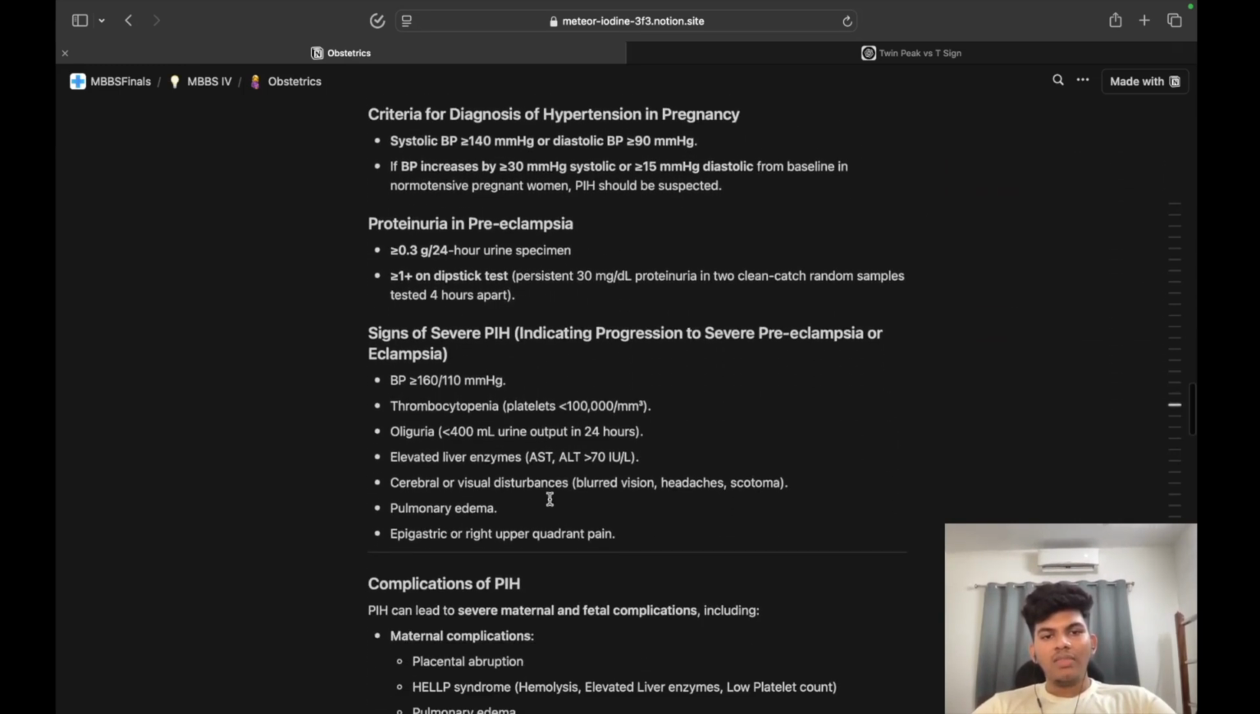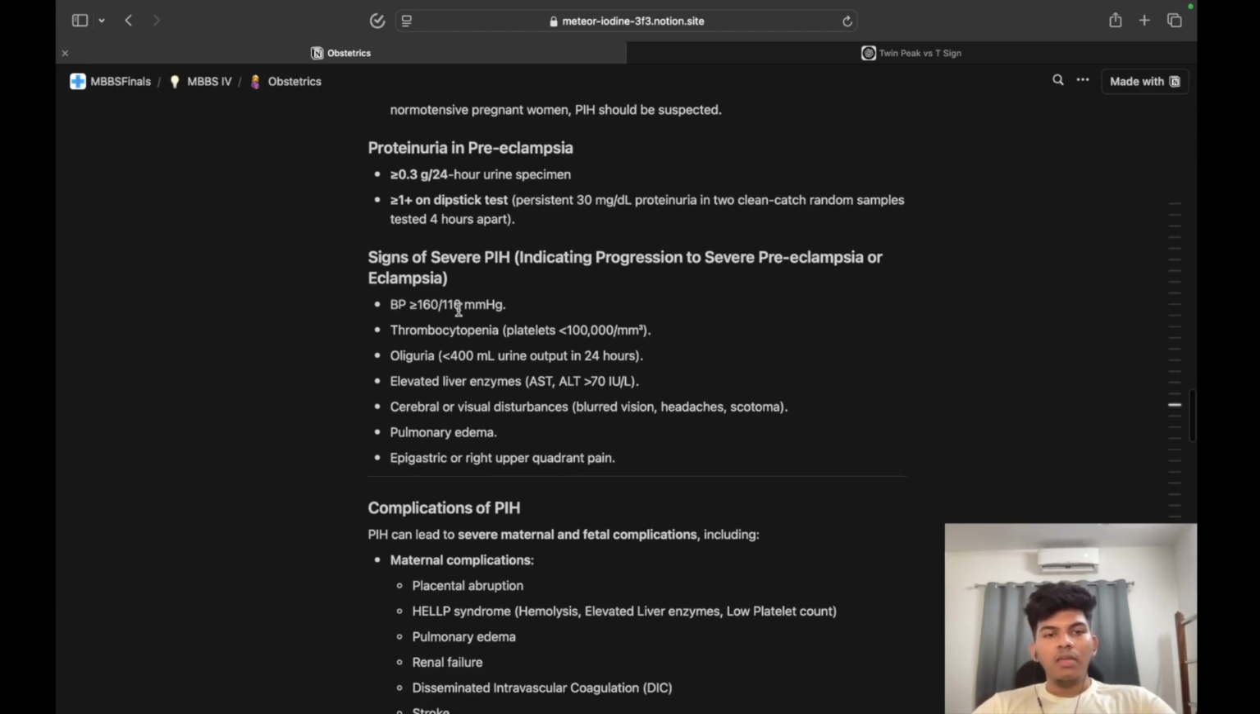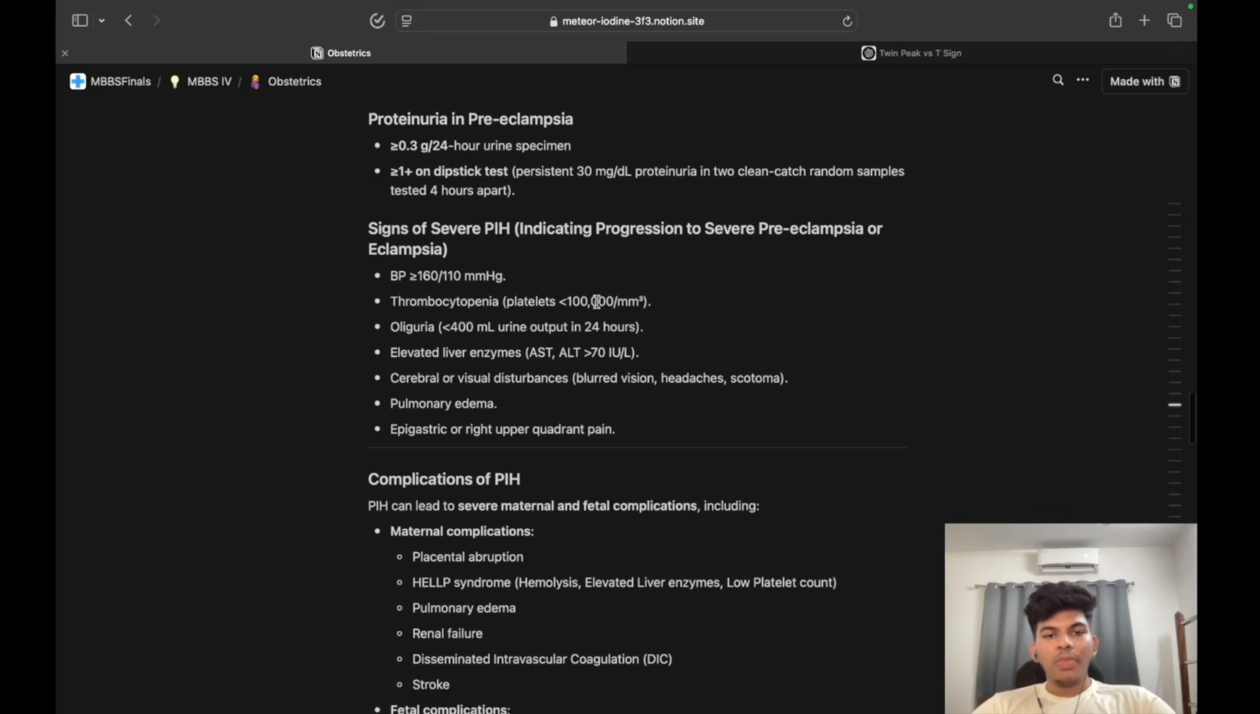So, what are the severe signs? Severe preeclampsia or eclampsia, the extreme form: BP greater than or equal to 160 over 110 mmHg, thrombocytopenia with platelets less than 100 K, oliguria with less than 400 ml of urine output in 24 hours, and elevated liver enzymes greater than 70. We have learnt about this earlier, in the previous video, but it is still better to go through it again.